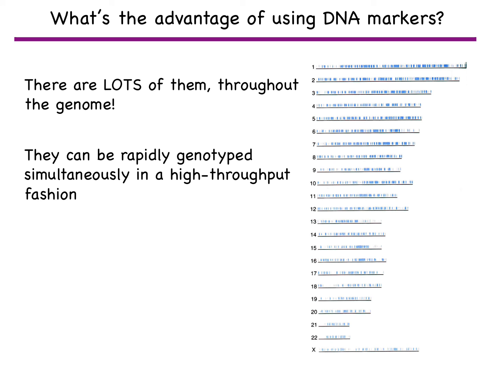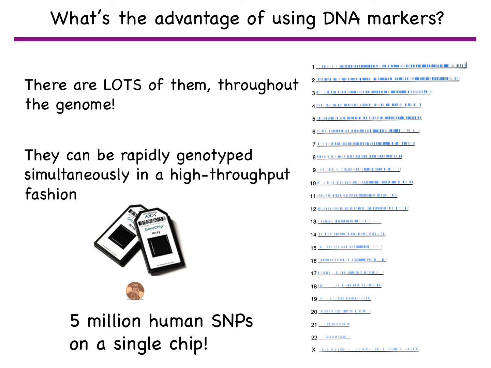The other thing is they can be rapidly genotyped simultaneously in a high throughput fashion. As I told you, and this is a little bit out of date, there are chips that can be used to genotype 5 million human SNPs on a single chip. So you can basically, in just one time, sample the entire genome to look for linked markers and find linked markers just in one single experiment.